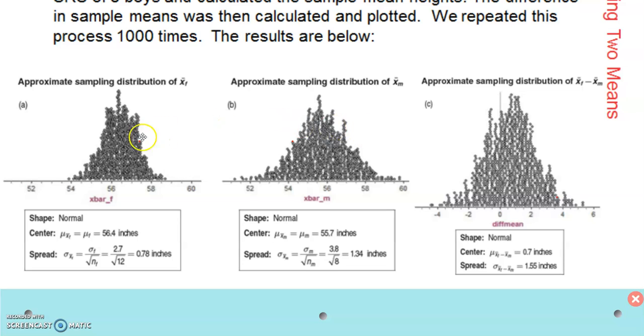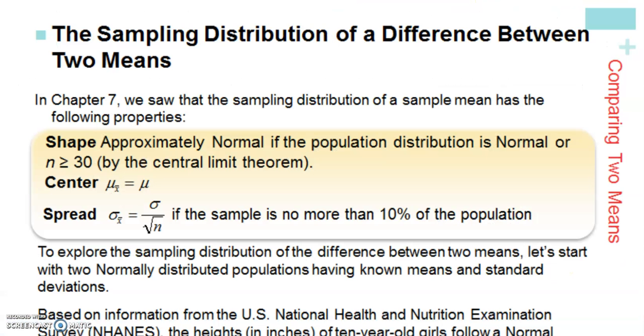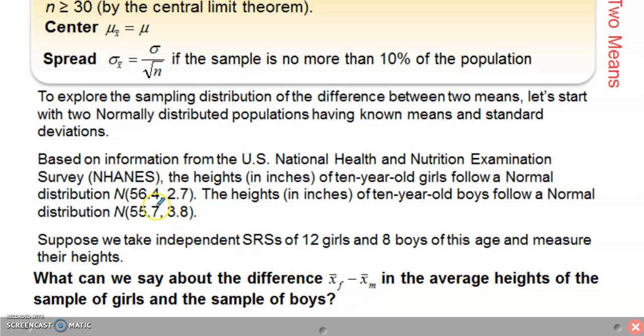Then if we take the difference, so if I take one of these, let's say that one was the one I got this time, and subtract that one to find the difference, I get one of these values. And you can see that this is basically the approximate sampling distribution of the differences, which is centered at 0.7 with a standard deviation of 1.55. And 0.7, you can see, is exactly the true difference between the parameters.